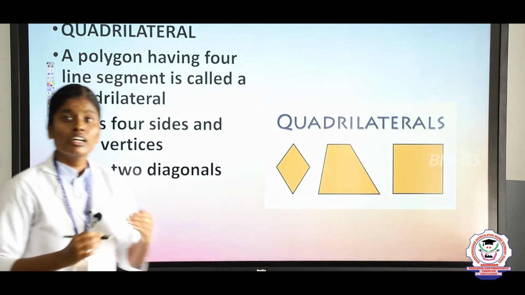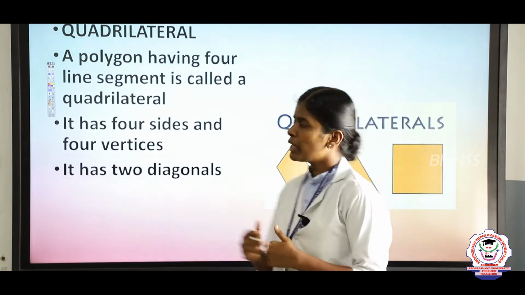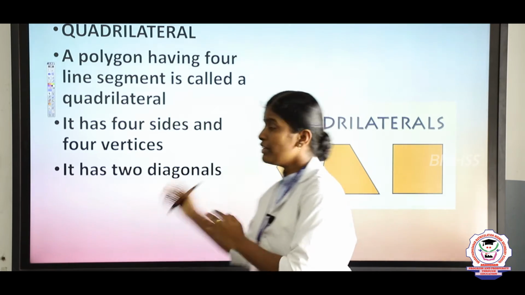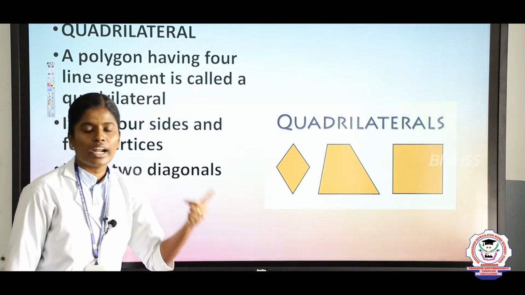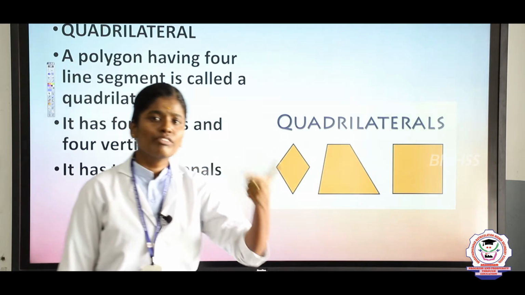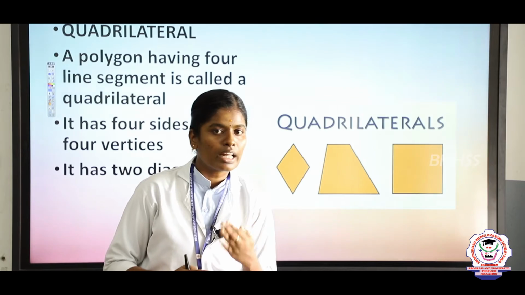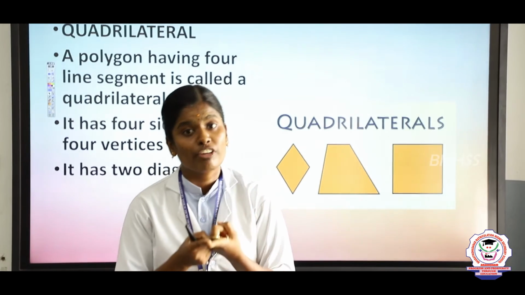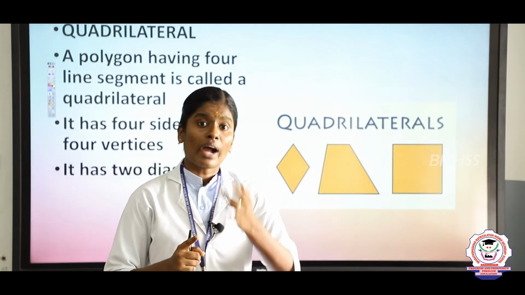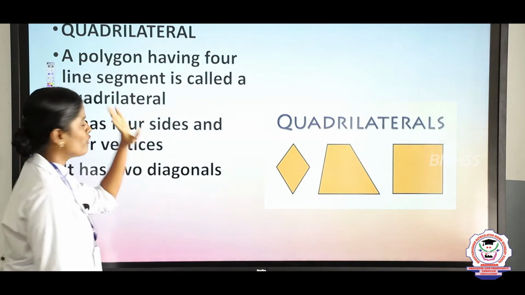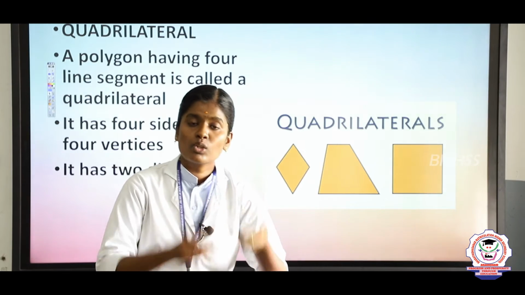So, the next one is quadrilateral. What does quadrilateral mean? A polygon having 4 line segments is called a quadrilateral. Before knowing that, you should know what is polygon. A simple closed curve made of line segments. So, line segment all made பண்ணிருந்தா, that is polygon. So, quadrilateral means a polygon having 4 line segments. So ஒரு polygon figure 4 line segment having means that is quadrilateral.